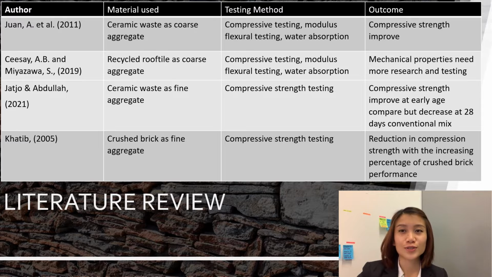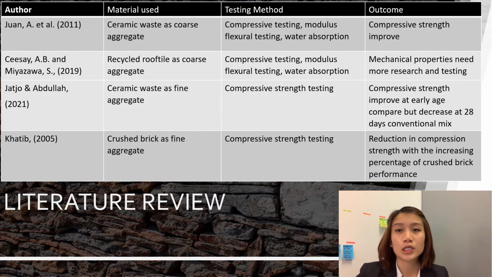Alright, so let's move on to the next topic of this presentation. I'll be discussing the literature review that is based on previous studies. Here I have listed four types of journals that are similar to my project, but using different materials, but the same testing method with various outcomes.